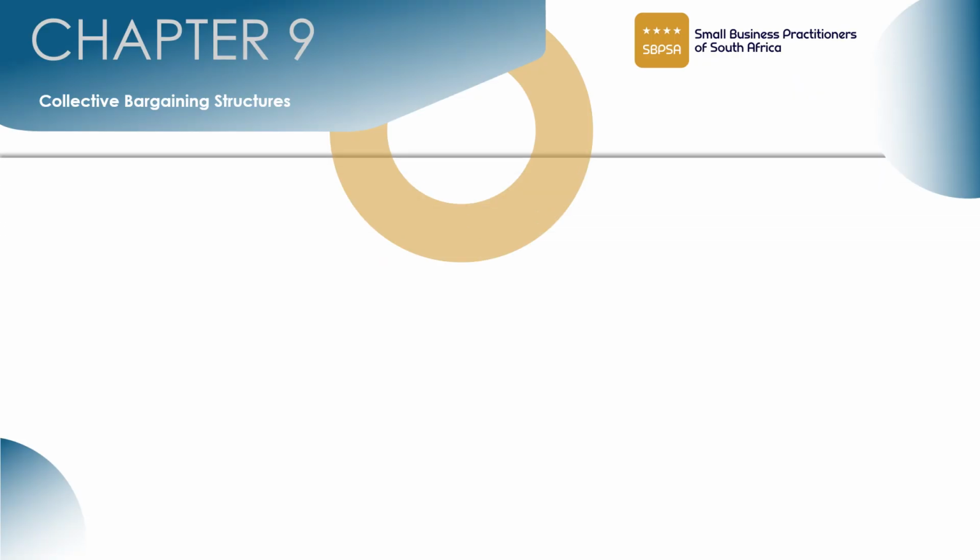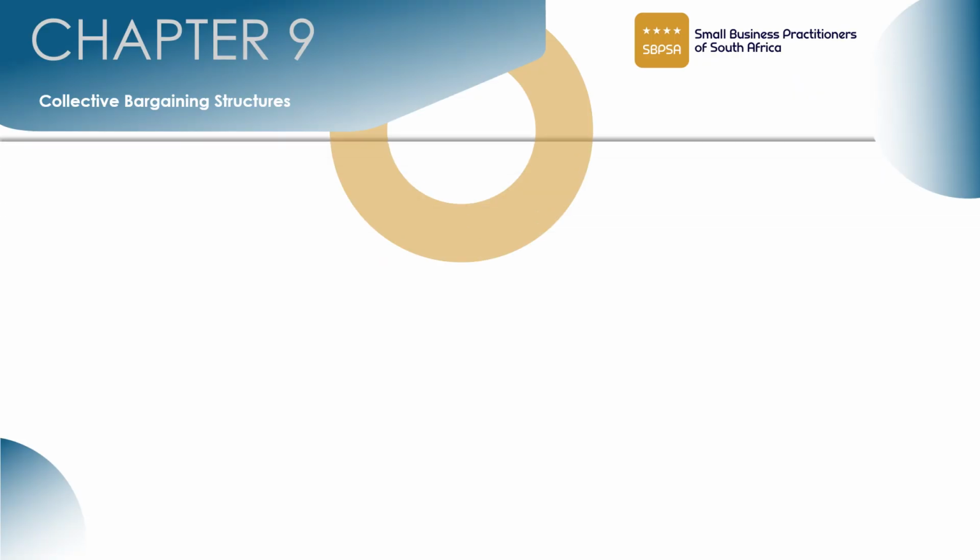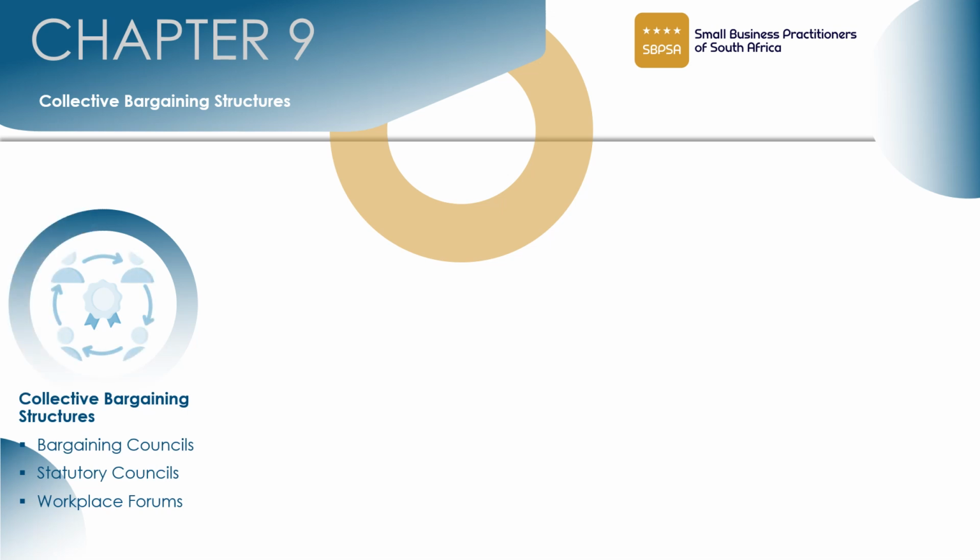In Chapter 8, we covered collective bargaining, but do you know the structures in place for that? Chapter 9 covers exactly that. We do that by covering 3 main sections here, namely collective bargaining structures, where we delve deep into bargaining councils, statutory councils, workplace forums. The bargaining process.